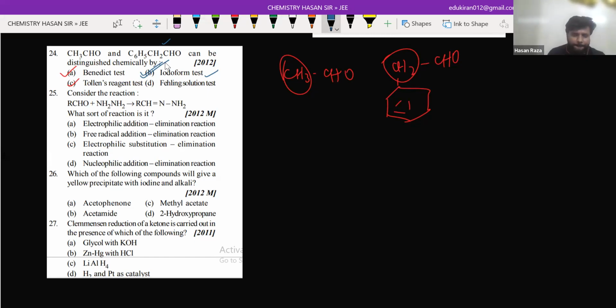Is that clear? Very simple it is. So the iodoform test is not given by C6H5CH2CHO, but is given by CH3CHO.